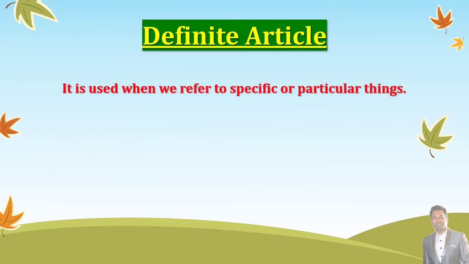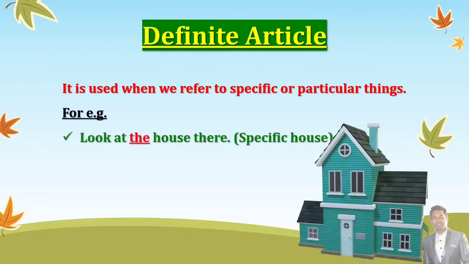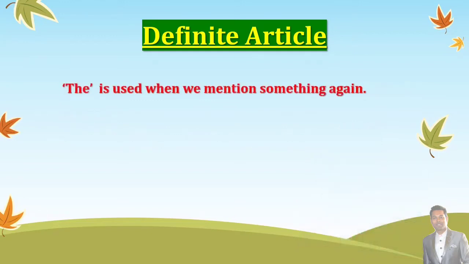It is used when we refer to specific or particular things. For example, look at the house there. Here in this sentence, we are talking about a particular house and not in general. So that is why we have used this article the with house over here, because it is a particular specific house. We use the when we mention something again.